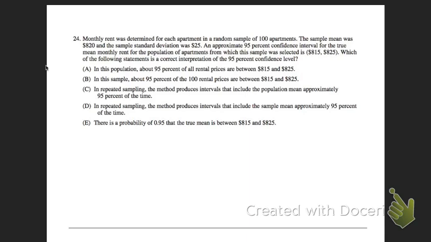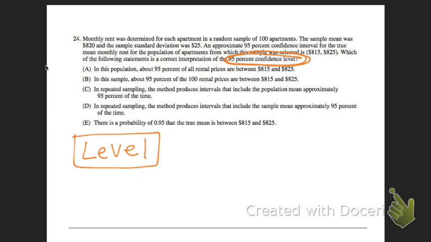Okay, this right here, this one is going to get you, and I'm almost 100% confident, like 99% confident, this will show up on the AP test. Anytime it asks you to interpret the level, write this down: level. So confidence level. Your answer will never have the actual numbers in it. It won't have the 815 and the 825, so go ahead and cross those out, because it has nothing to do with the 815 and the 825, and everything to do with the 95.